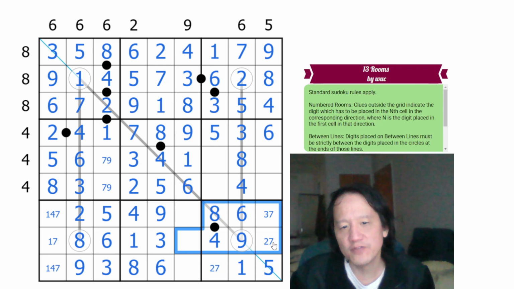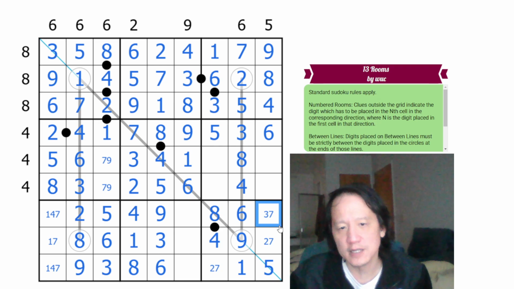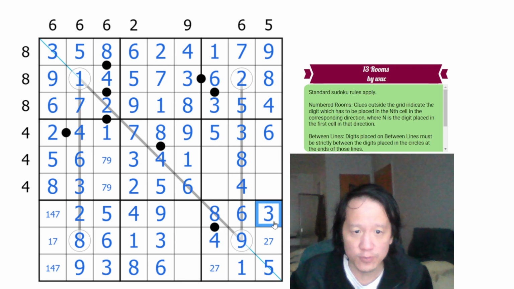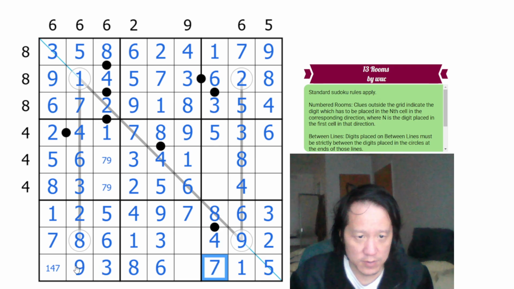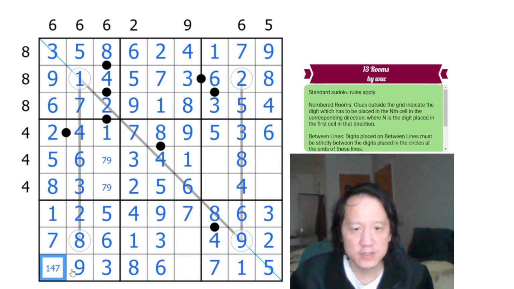So there's a 2-7 pair in box 9. So the rest of the cells in box 9 cannot contain a 2 or 7, so this can't be 7, therefore this is 3. This can't be 4. This has to be 1 or 7, so it cannot be 1, therefore this is 7, which forces this to be 1, which makes that a 7, which makes that a 2, which makes that a 7. Therefore, this has to be 4, because it can't be 1 or 7. This has to be 2, and this is 5.